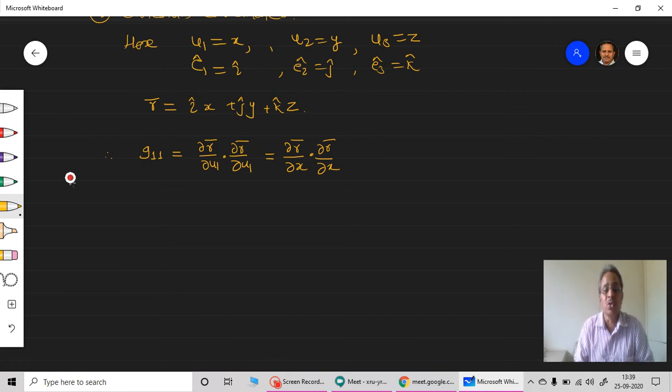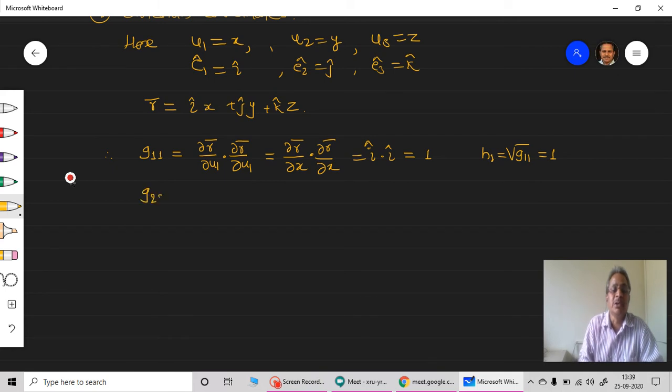Since these are orthogonal, they are independent; there is no relationship between y and x as well as z and x. So this product gives me simply i cap dot i cap, and i cap dot i cap is always equal to 1, and that's what it gives me. H1 is equal to root of G11, and that's why I'll get it to be simply 1. So H1 is equal to 1. Okay. Similarly, go for another calculation.